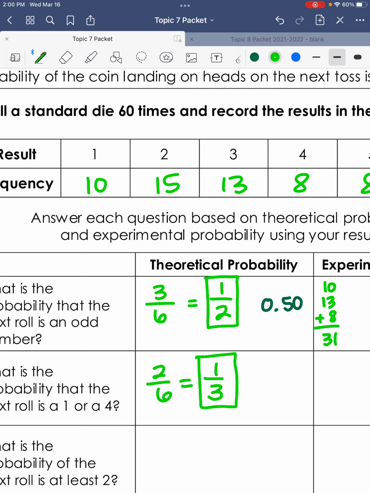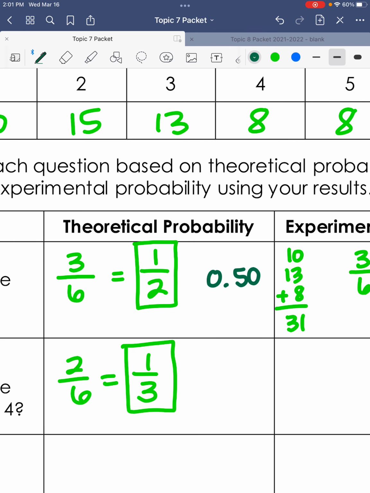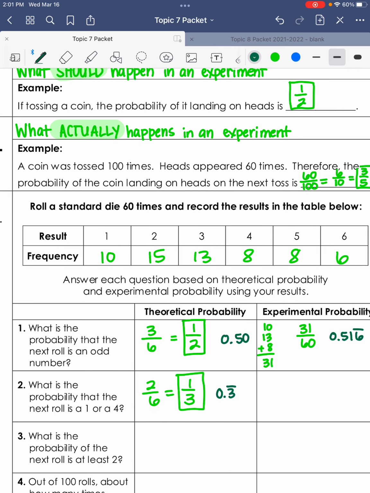It's what should happen. Now, 1/3 as a decimal, 1 divided by 3 is 0.3 repeating. So I'm just going to write that, 0.3 repeating. Okay, so now let's look at the experimental probability. What's the experimental probability that the next roll is a 1 or a 4?